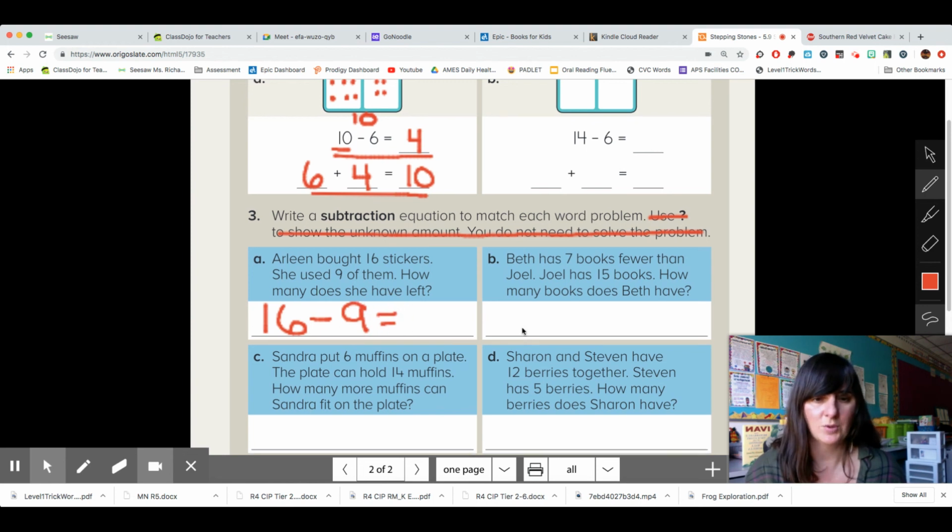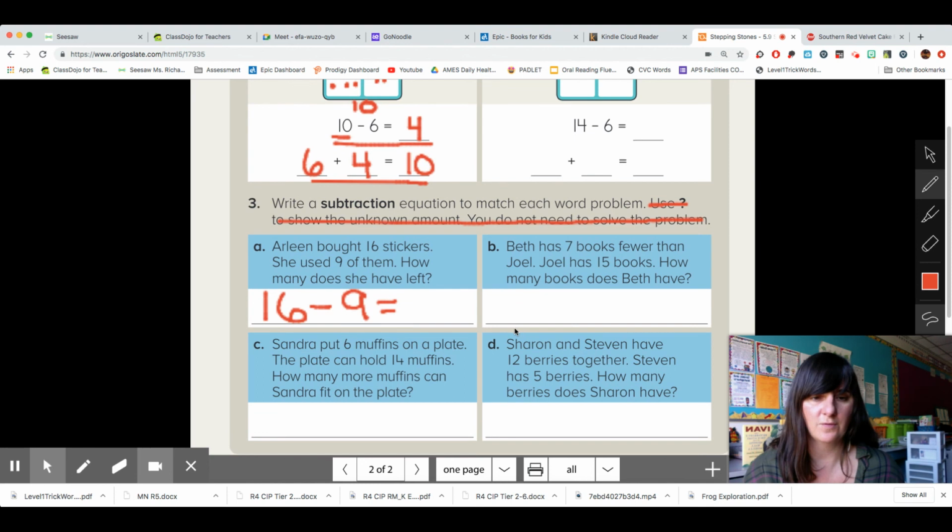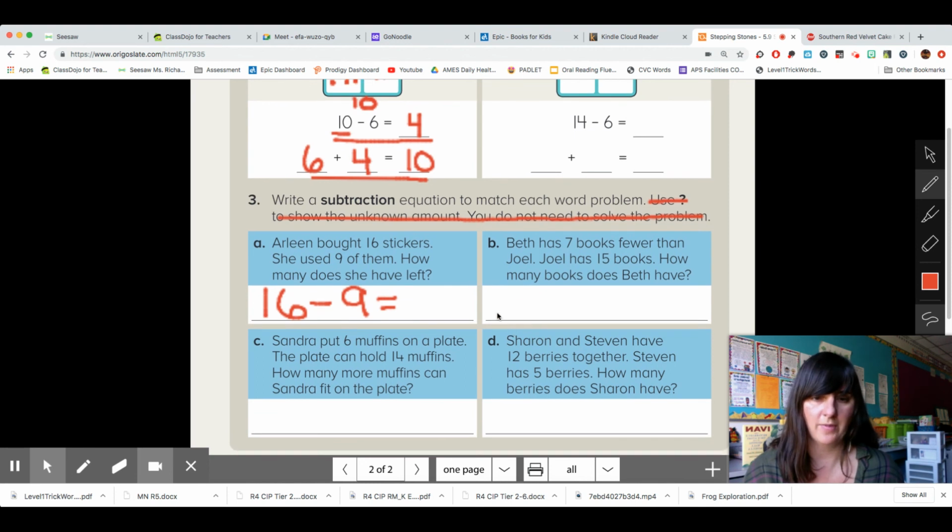Beth has 7 books fewer than Joel. Joel has 15 books. How many books does Beth have? So we need to start with 15, take away 7, and that will tell us how many books Beth has.